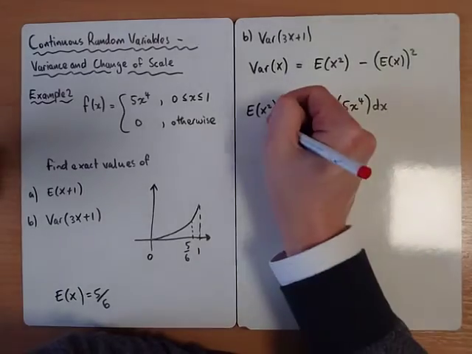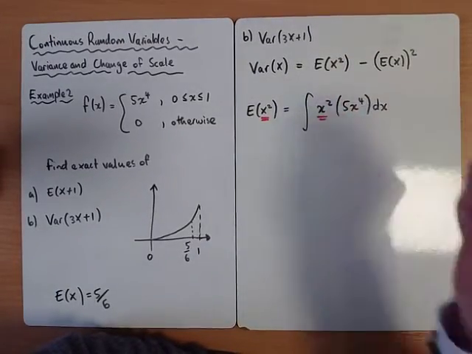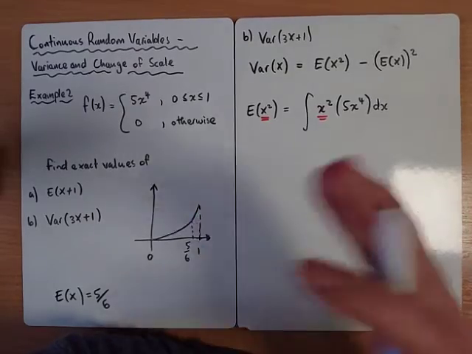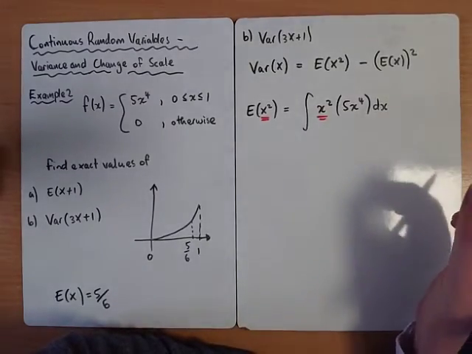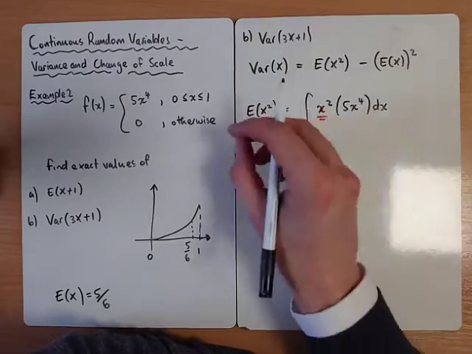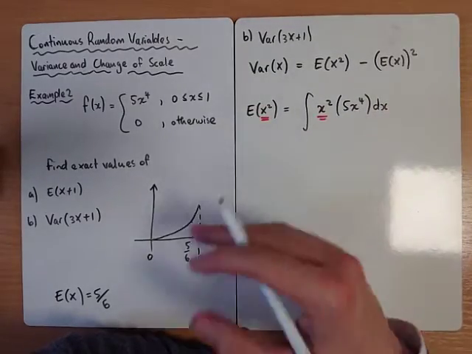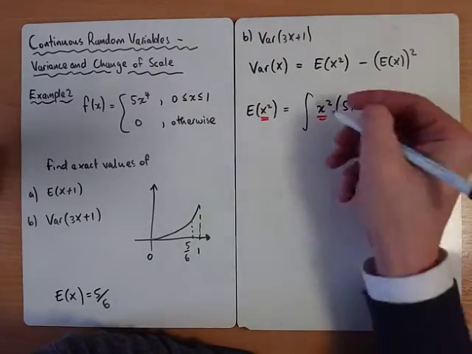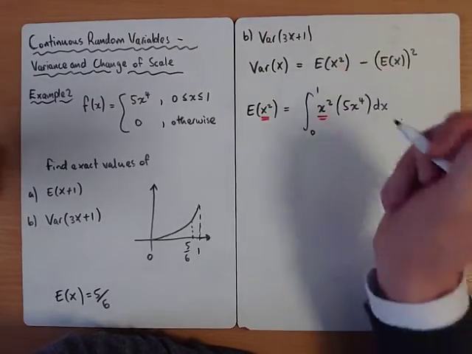Expected value of x squared, just multiply by x squared. That would work for any function. The expected value of anything, just times by that before you integrate. Expected value of x times by x, expected value of x squared times by x squared, expected value of 1 over x times by 1 over x. Okay, we integrate over the whole function, which is between 0 and 1.